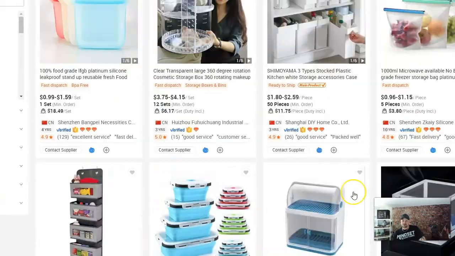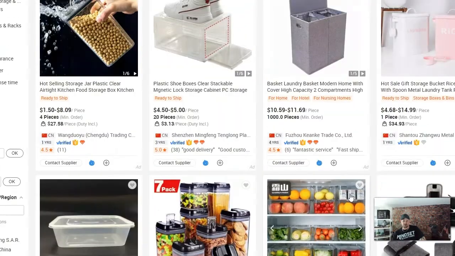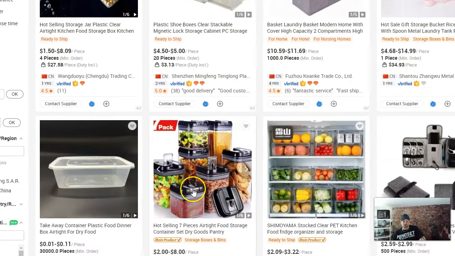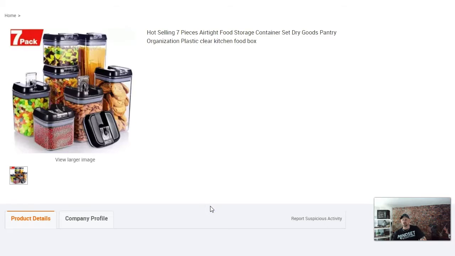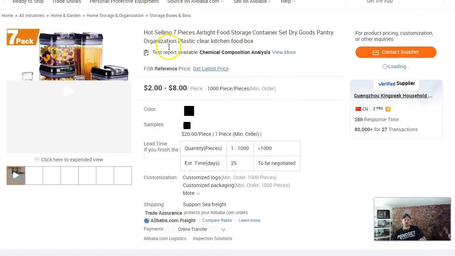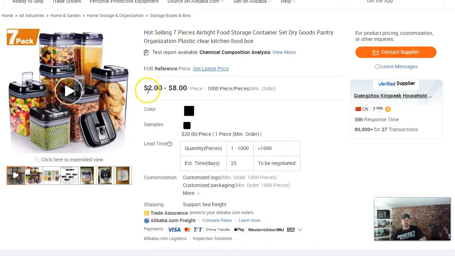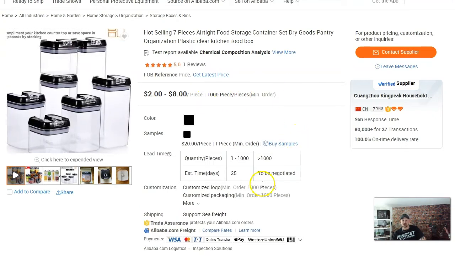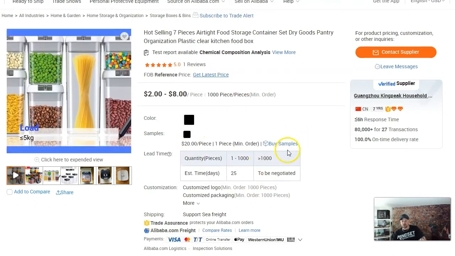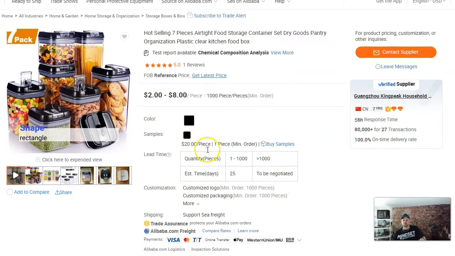Out of this, let's just do this right here. Hot selling 7-piece airtight food storage. So we're just going to click on that, and that's going to give us a price of $2 to $8. So 1,000 pieces minimum order is what they're telling you. And for a sample right here, you can buy the samples, and it's $20 per piece.